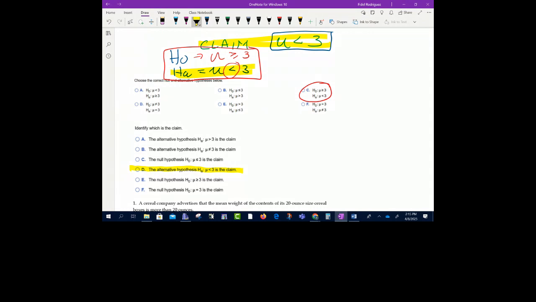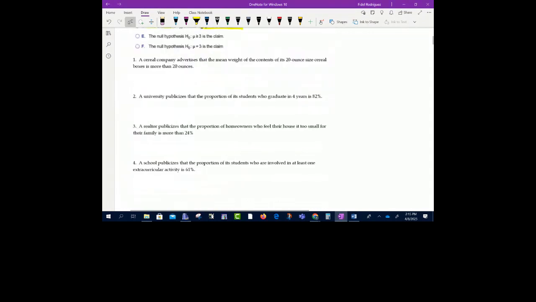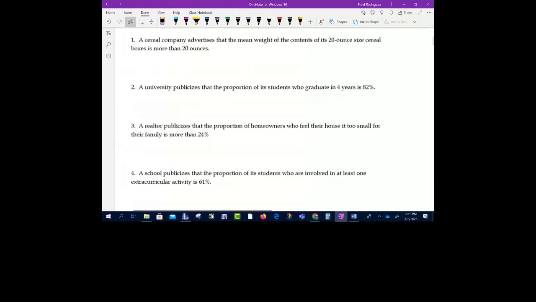Now, I've got a few more questions here, and we're going to see if we can figure this out. For these questions, we're going to write out the claim and identify both the null and the alternative hypothesis. First I'm going to read through my sentence. The key word I see is mean. The first thing I'm going to do is write out my claim, because that's what the sentence is telling me. The mean weight of the contents of a 20-ounce cereal is more than 20 ounces. So they're saying my average is more than 20.